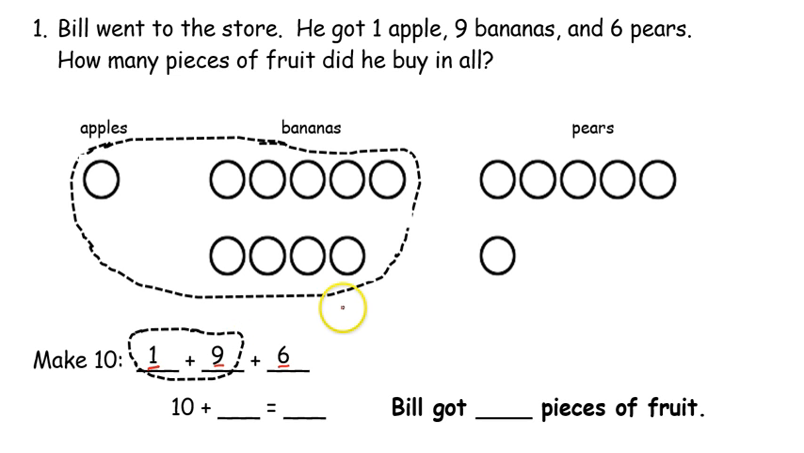What I'm looking for is which numbers can I combine to make a 10, and that will make it easier for me to add the fruit together. So you can see this problem has been done for us. We've circled the 1 apple and the 9 bananas. We've combined 1 and 9 to make 10. Now all we have to do is add the 6 pears onto our 10. 10 plus 6 is 16. That tells us that Bill got 16 pieces of fruit. So finding that 10 first helped us add these three numbers.